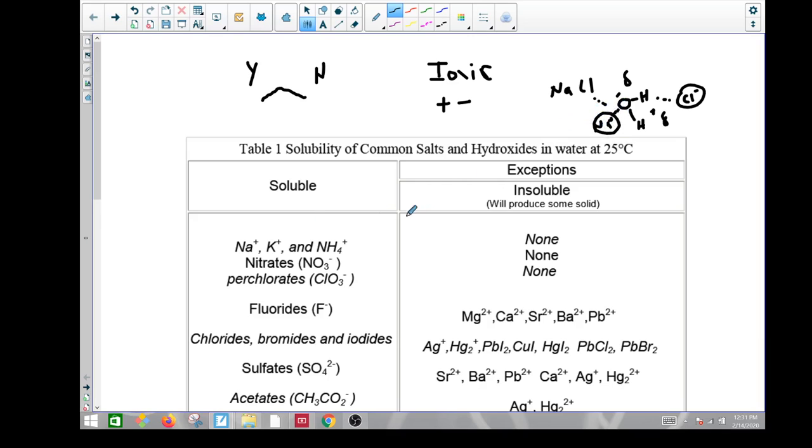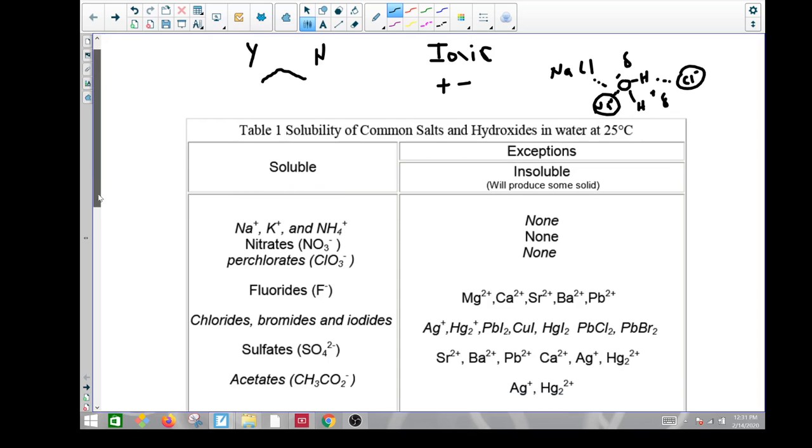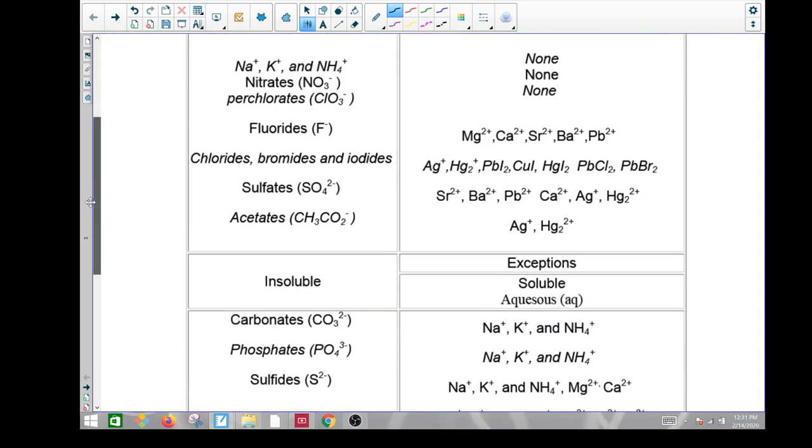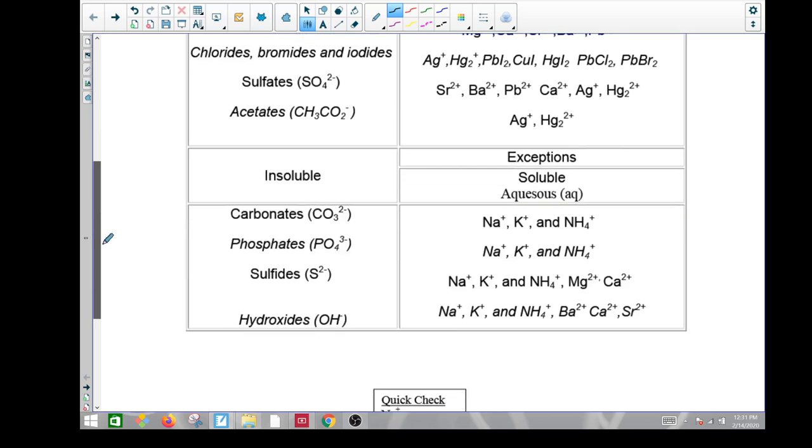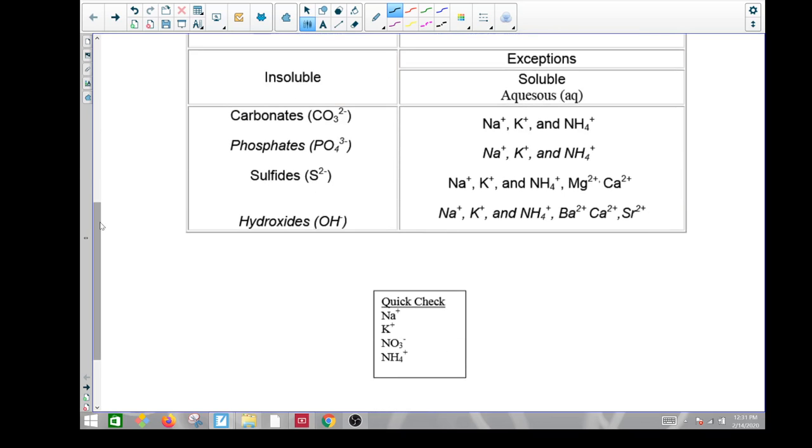So how does this chart work? Before we get too far along, you should have this chart in front of you, and on the bottom we have what I call our quick checks. With an ionic compound where we have our cation and our anion, if any of these are present in either of them, then this thing is going to be aqueous. These are very, very soluble. It doesn't matter what the corresponding ion is. If you have an Na in the substance, then the anion doesn't make a difference. It's going to be aqueous.